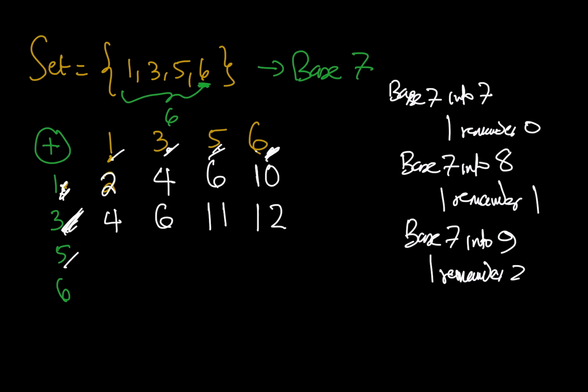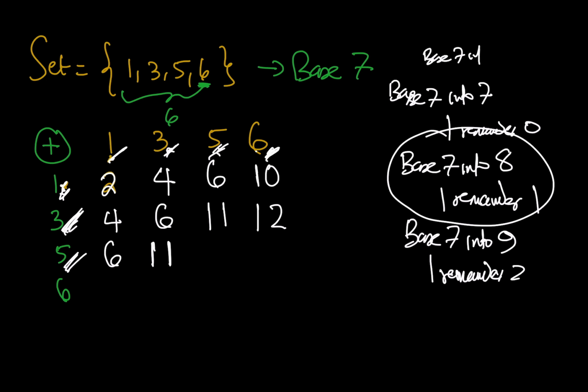The next one is 5. 5 and 1 is 6. We put a 6 here because we can write 6 in base 7. What about 5 and 3? 5 and 3 is 8, which is what we did here. Base 7 into 8 was 1 remainder 1. 5 and 5 is 10. Base 7 into 10 is 1 remainder 3, so we write the 3 first and then the 1. 5 and 6 is 11. 7 into 11 is 1 remainder 4, so we write the remainder 4 first and then the 1.